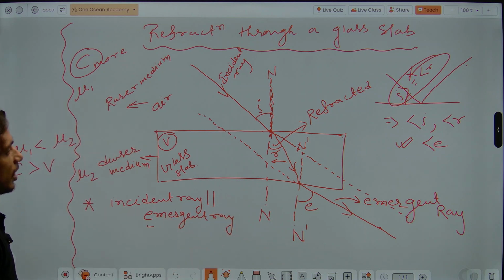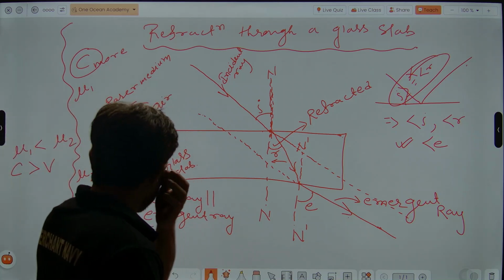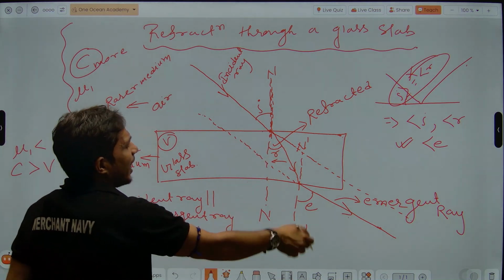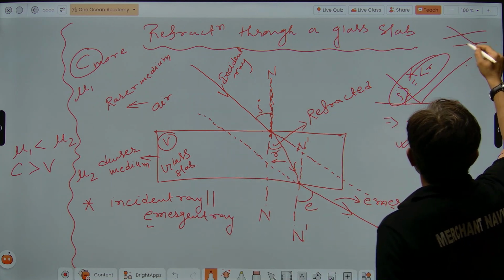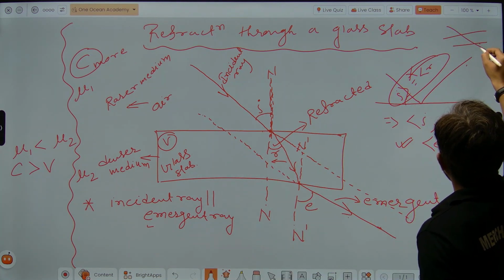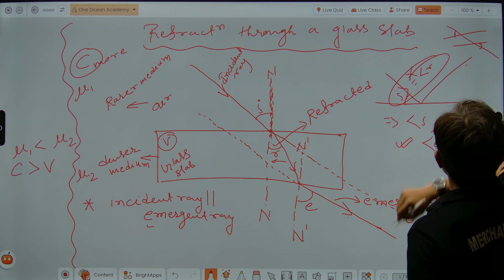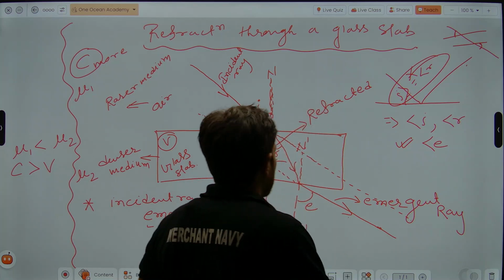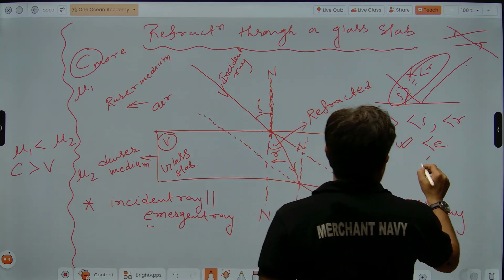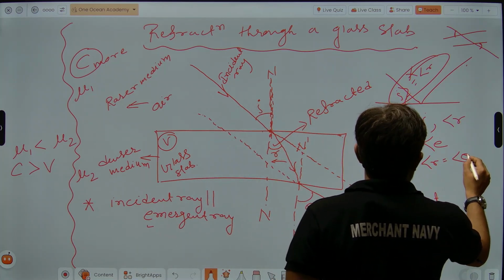We can see this from here. Okay. Next, when the two lines are parallel, then the alternate exterior angles are always what? Equal. So from here we can also say that angle R is equal to angle E.